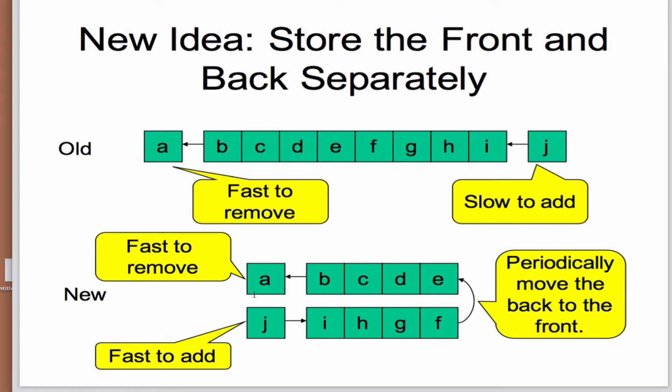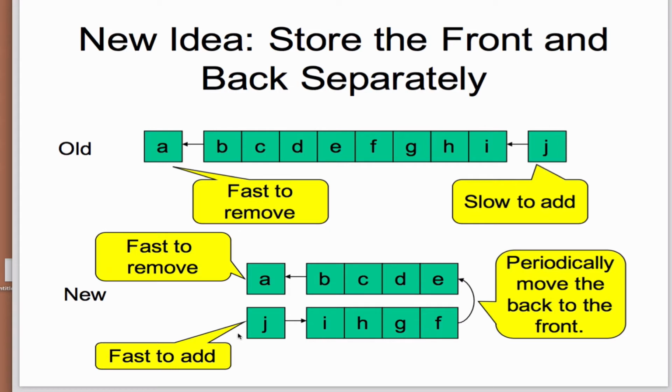And what that means is, just like before, it's going to be quick to remove elements, but it will also be quick to add new elements, because the new elements get added to the front of the back half of the list, and removing removes them from the front of the front half of the list. So both operations will be cheap.